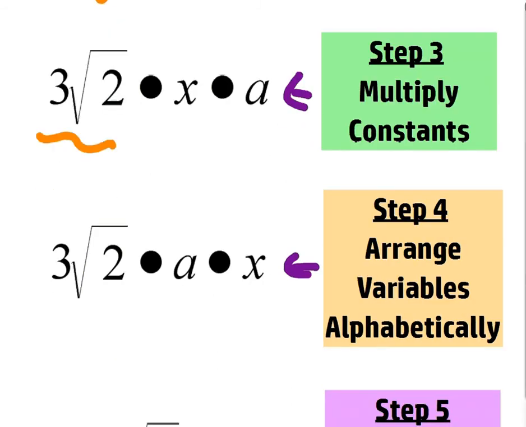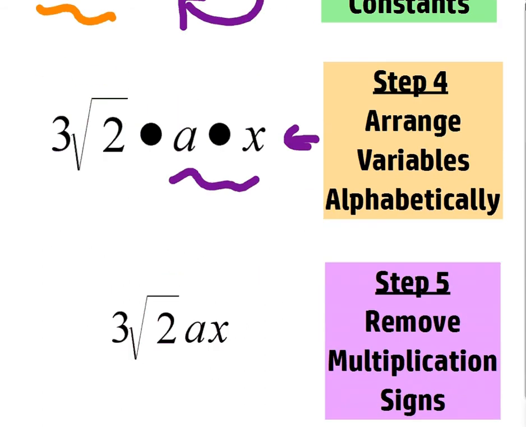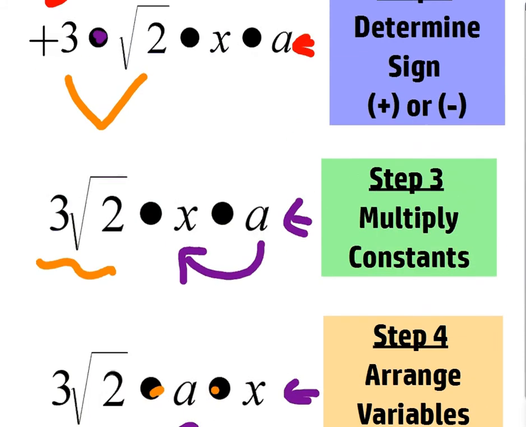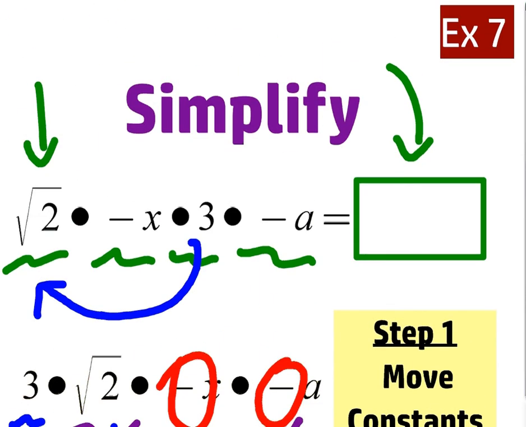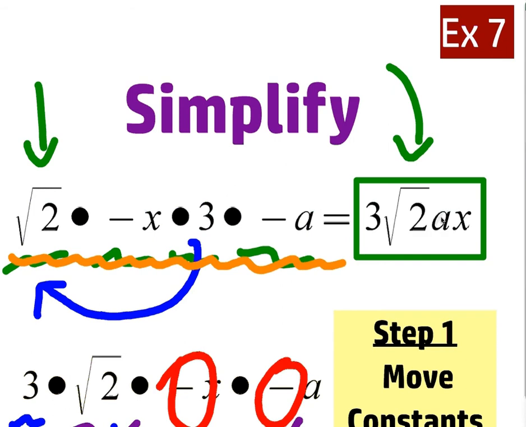Step 4, a comes before x, so we're going to put it before x. And step 5, we can go ahead and get rid of these multiplication signs. So we can have 3 square root of 2 ax, which looks a little weird, but something like that might come up from time to time. Let's read this question one more time together and then show the answer. Square root of 2 times negative x times 3 times negative a. We ended up with 3 square root of 2 ax.